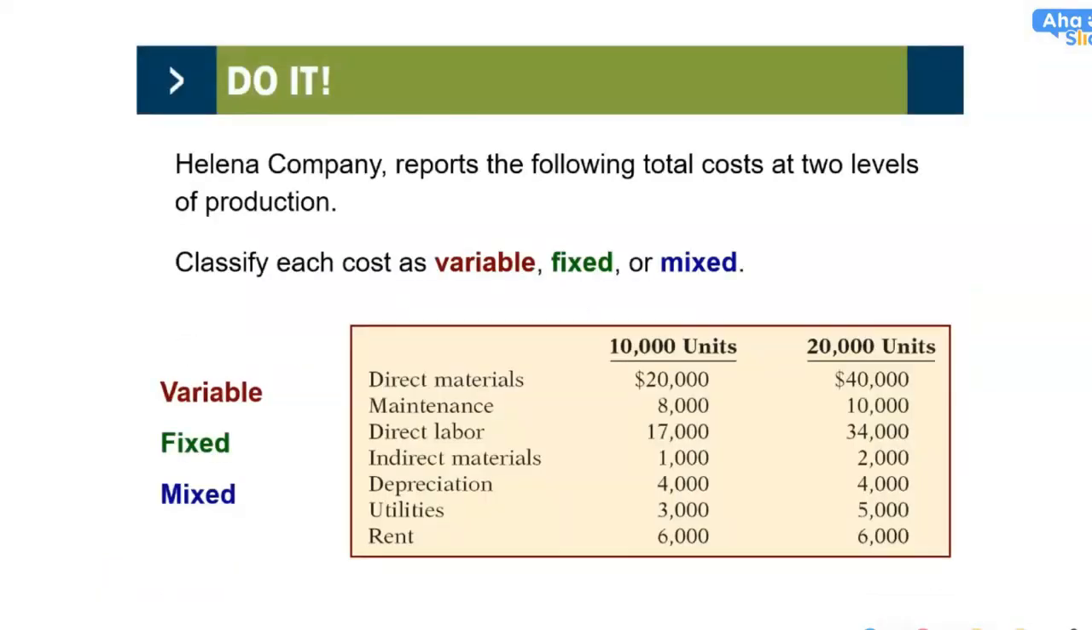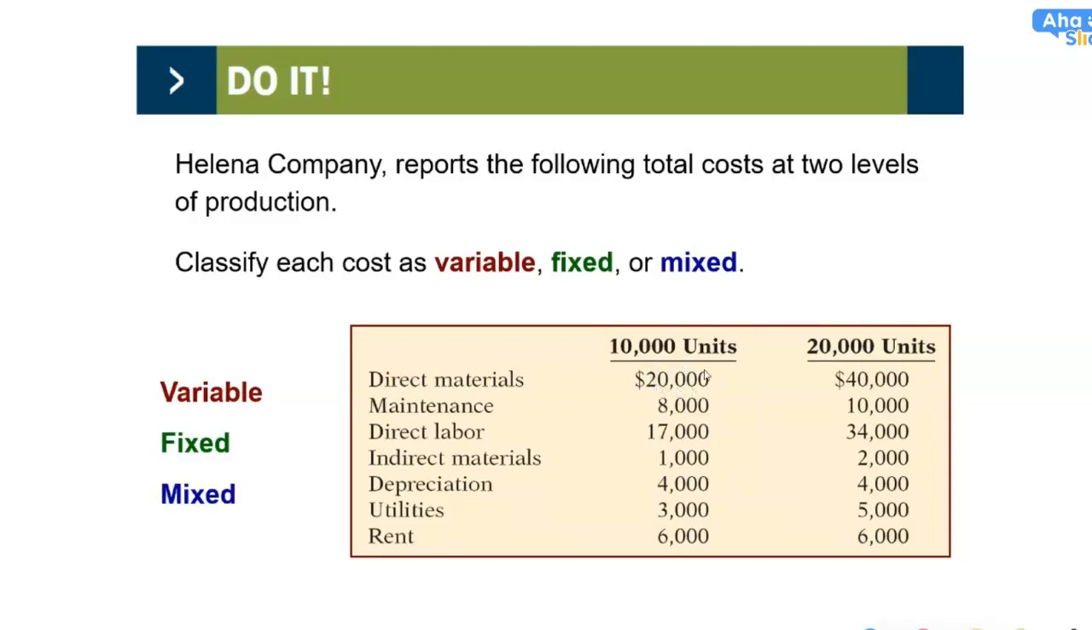All right, first of all, we have to identify the costs we're talking about. And so here we have Helena Company, and they have total cost at 2 levels of production. Classify the variable, the fixed, and the mixed. So here's the level of production, 10,000 units and 20,000 units. Okay. Let's take the first cost, direct materials. At 10,000 units, the direct materials will cost them $20,000.